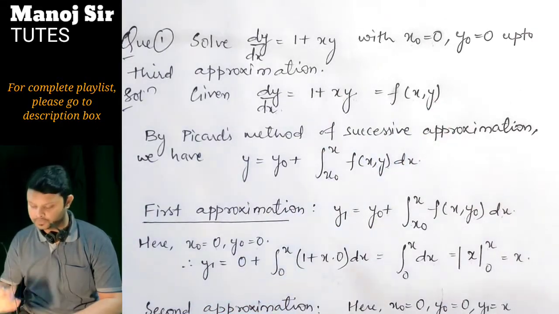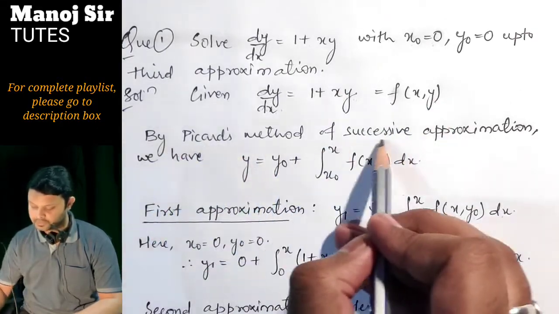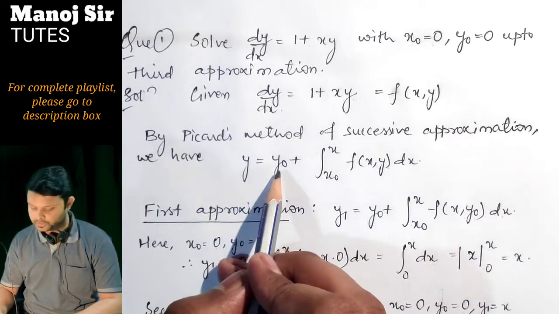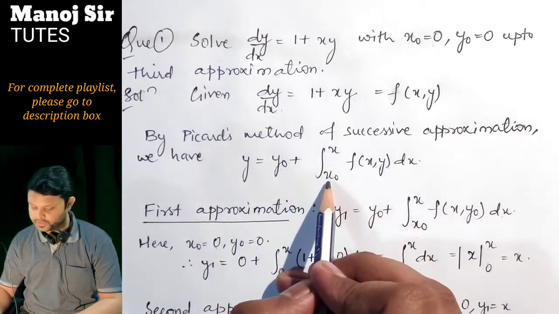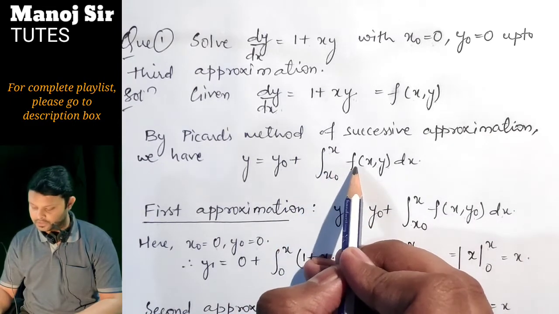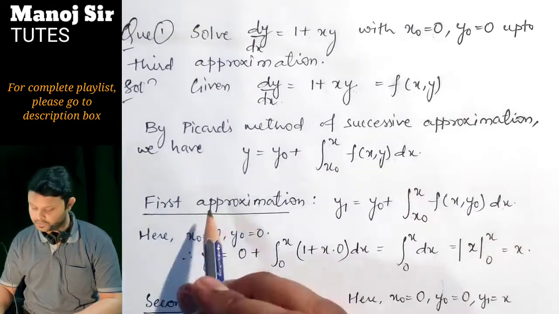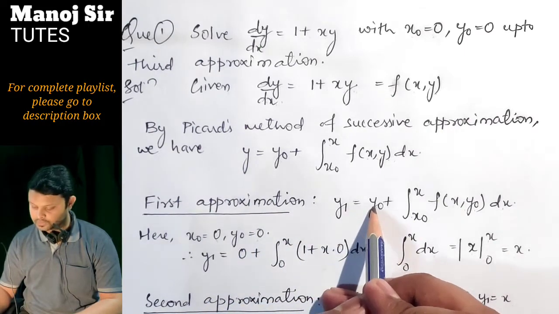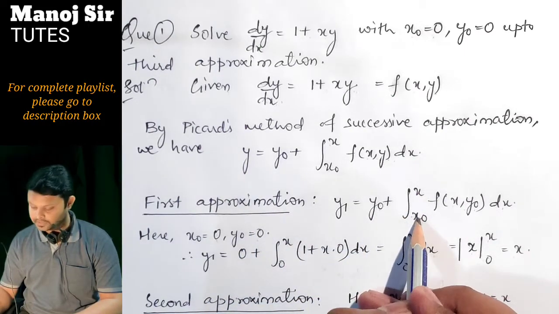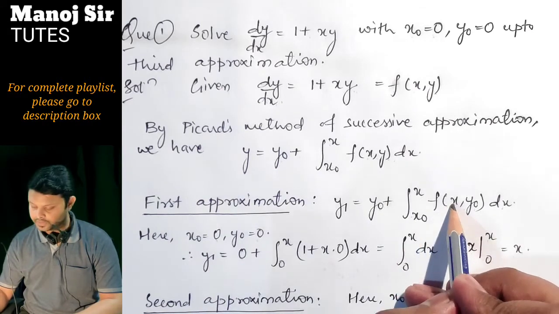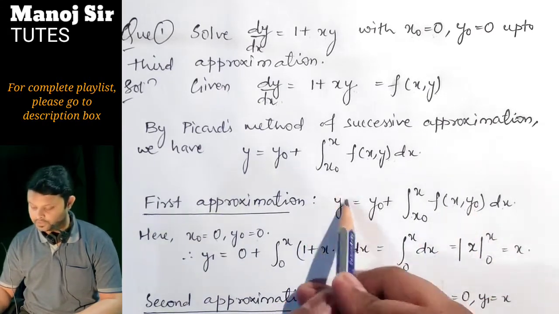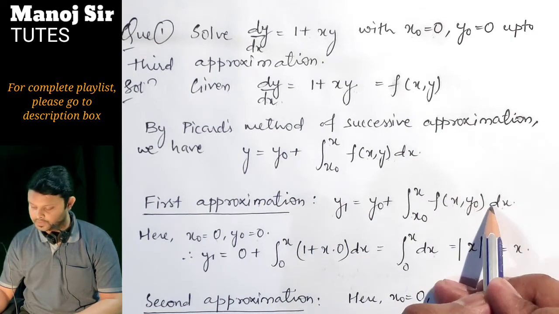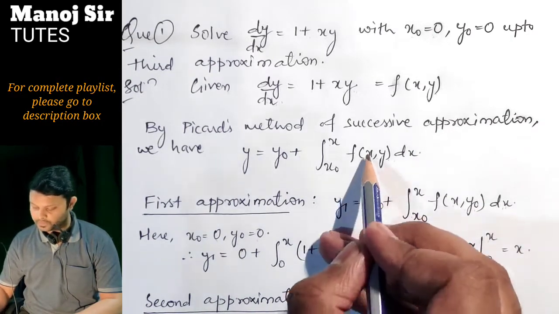Okay, now we must know that by Picard's method of successive approximation we have this formula: y equals y naught plus the integral from x naught to x of f(x, y) dx. So the first approximation is y1 equals y naught plus the integral from x naught to x of f(x, y naught) dx. When you are finding y1, you need to put y naught here.